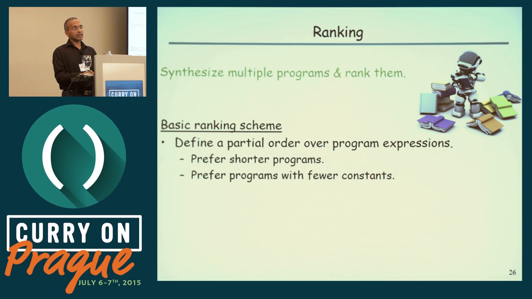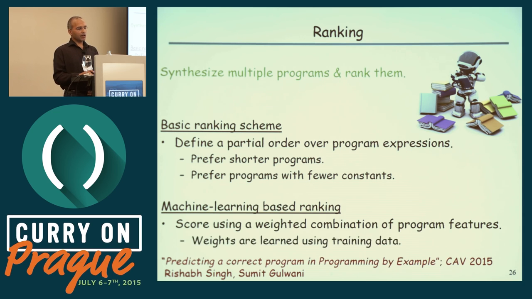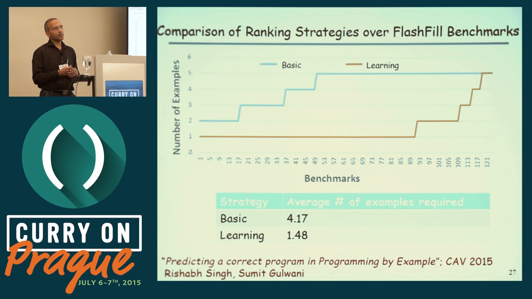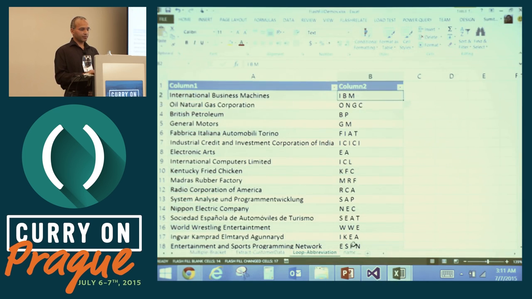It turns out that this is still not good enough for usability. We need something much more sophisticated, where we use a linear, weighted function over some program features, and these weights are learned using machine learning techniques. When we use this more complicated ranking function, we are able to bring down the average number of examples required in the basic ranking scheme from almost 4 to 1.5. This was very important for the Excel team to make a decision to ship this technology. So let me show you how good our ranking scheme really is.